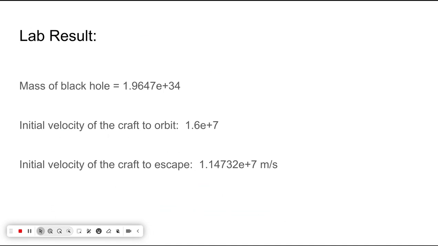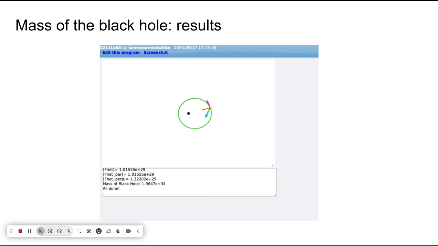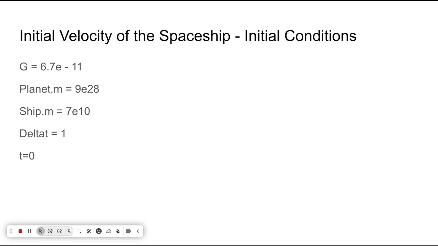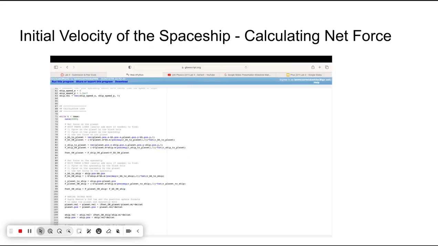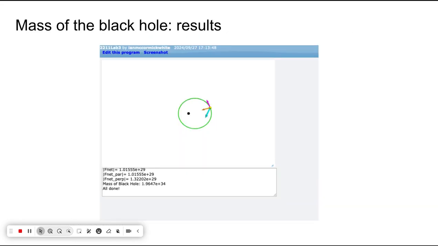I have an orbit and an escape velocity listed, and okay, those are actually flipped. 1.6 should be the escape velocity, and 1.147 should be the orbit velocity. And then here's the mass of the black hole. Here's the working GlowScript. It looks like it should. I found the mass of the black hole. What in the world?